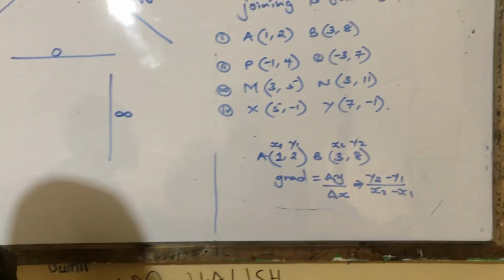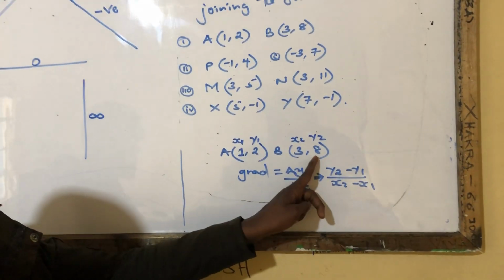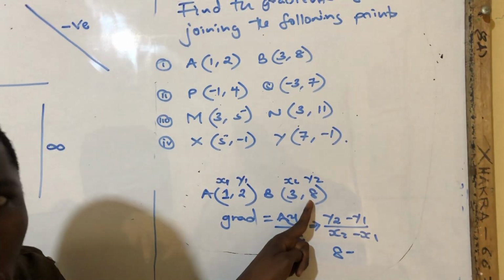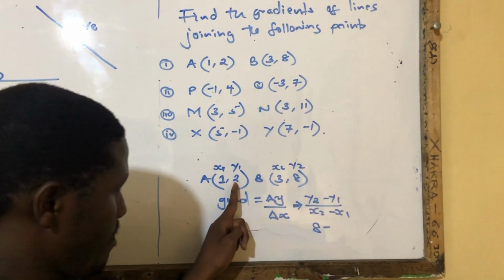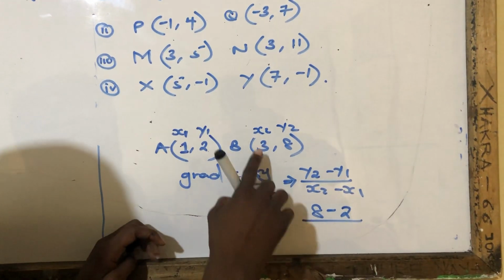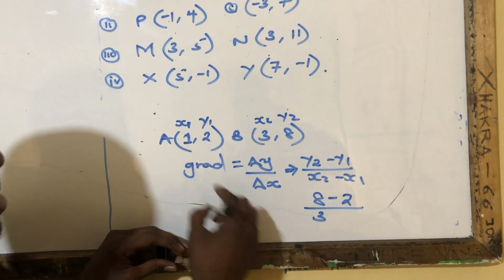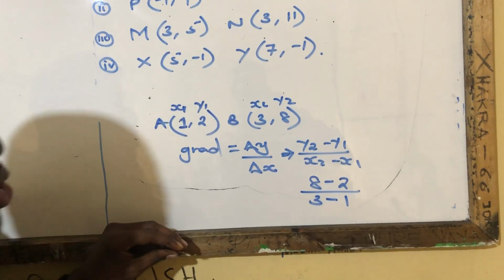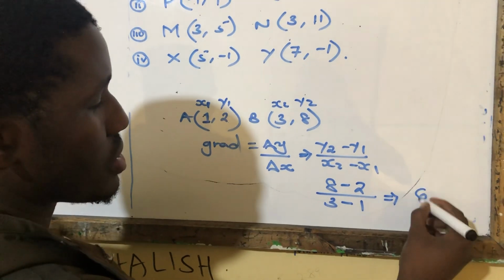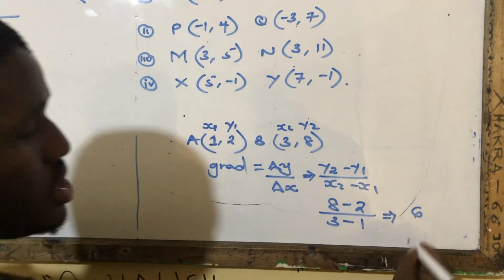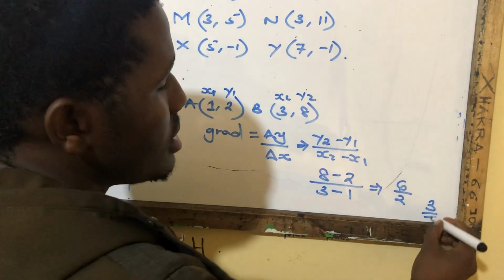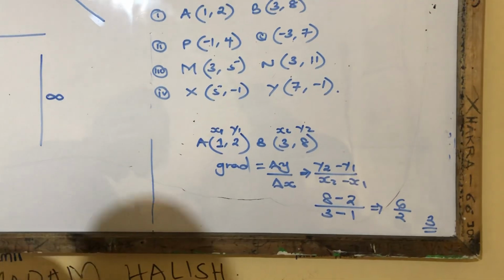What is our y2 in this particular case? Our y2 is 8. And what will be our y1? It is 2, which I'll put over. The x2 is 3 and the x1 is 1. 8 minus 2 should give us 6, and 3 minus 1 should give us 2. When the two are divided, we obtain a gradient of 3.